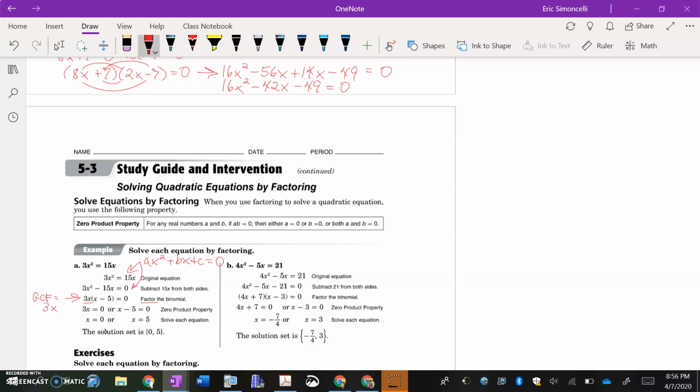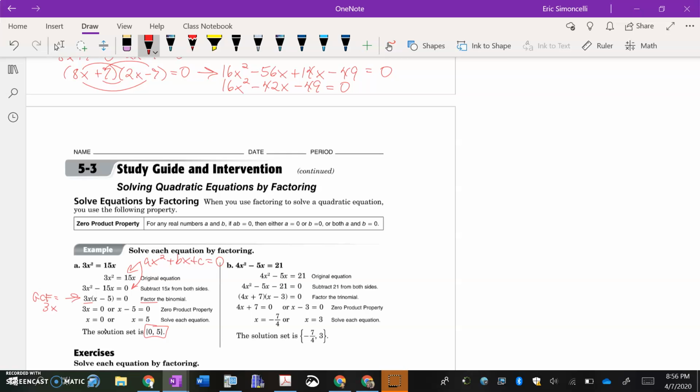If that doesn't make sense, or if you're not sure, double check. 3x times x, distribute, that's 3x squared. 3x times negative 5 is negative 15x. Because we factored it, we can then set each one equal to 0. So 3x set equal to 0 and x minus 5 set equal to 0. Divide the first equation by 3 to get 0. Add 5 to the second to get 5, and your solution set is just that, 0 and 5. You could also write your solutions as x equals 0 and 5. That's perfectly acceptable too. Part B.